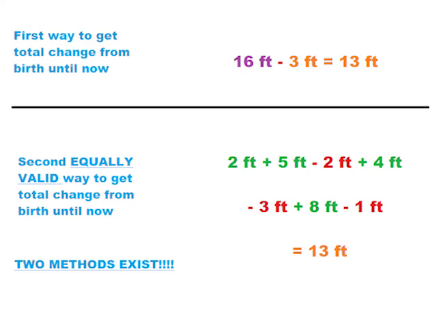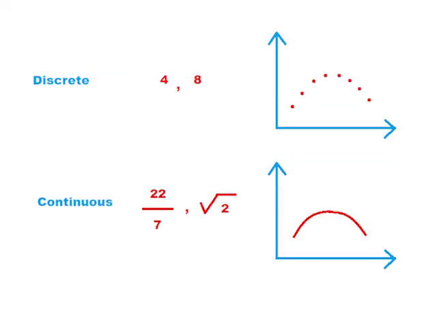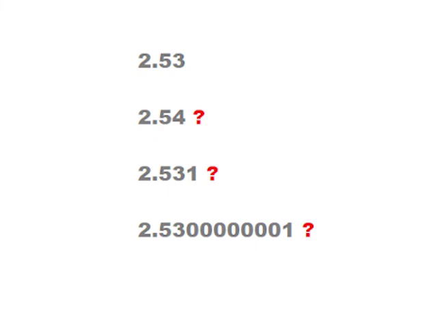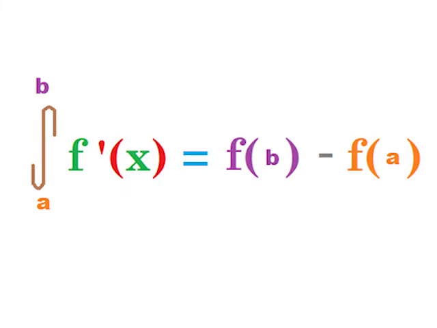I've just shown that the idea behind the statement of the fundamental theorem of calculus is true in the discrete world, where numbers can actually be counted in order. This consists of whole numbers and integers and stuff like that. But there's another world out there called the continuous world, and it deals with decimals and fractions and stuff. It's really tough to write these in any kind of order from smallest to biggest. I mean, what's the number that comes after 2.53? Is it 2.54? 2.531? 2.5300000001?